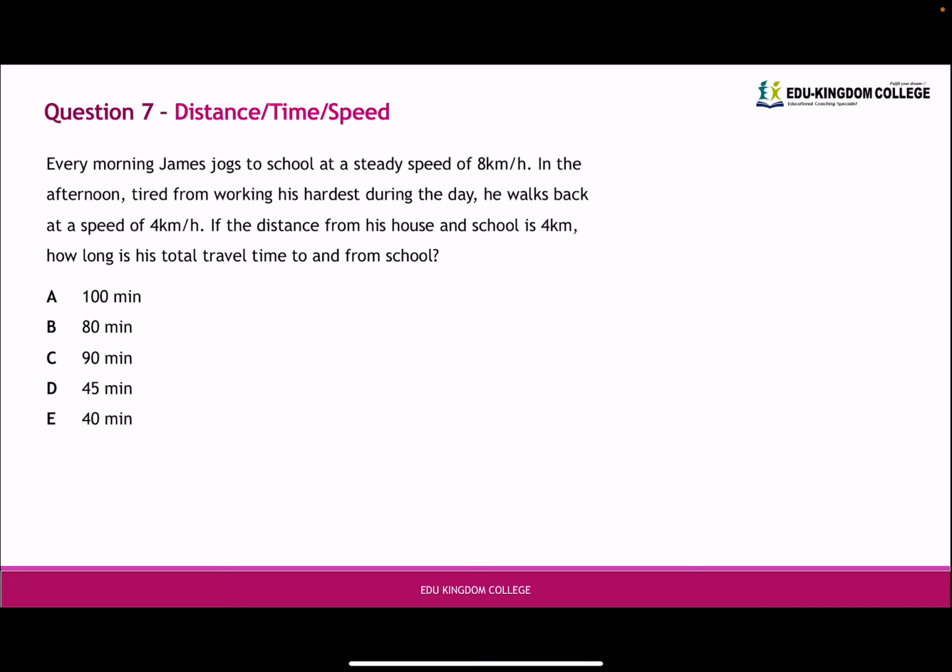Now for question 7, we're just seeing how James goes from home to school and then school to home. So his speed on his way to school is 8 kilometers per hour. His speed on the way back is 4 kilometers per hour. And the distance remains the same, 4 kilometers up and back. Now, we remember the formula from before. If not, you can pause the video, try and figure it out yourself using the units trick that I told you. Because I remember it, I've done it so many times.